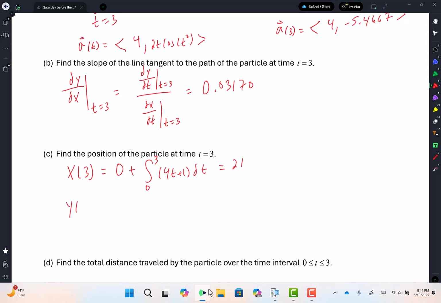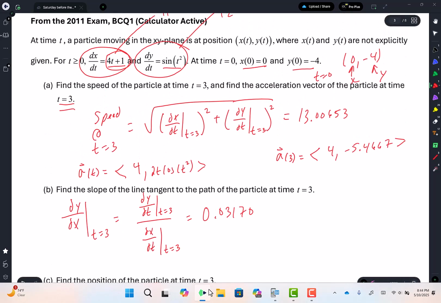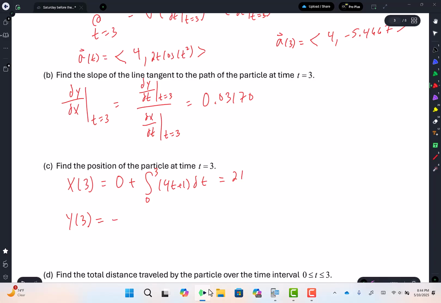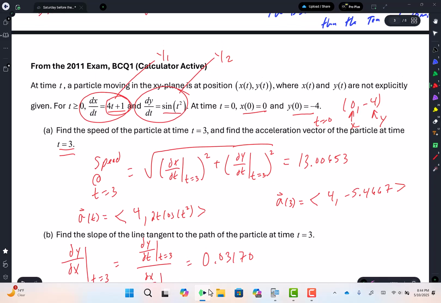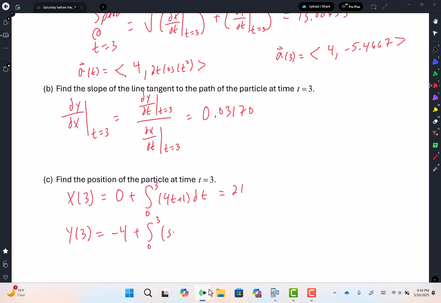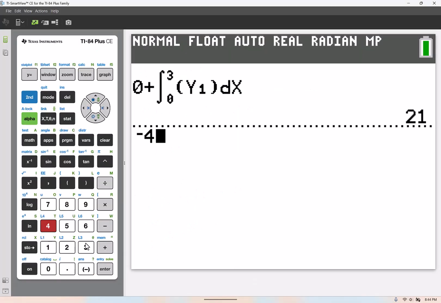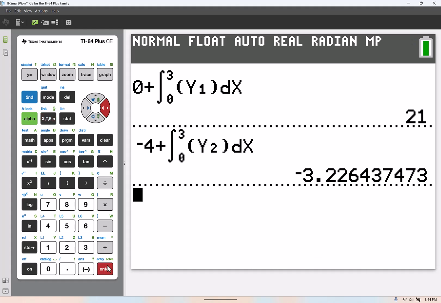All right, here we go. Y3 equals, my initial position in the y value was negative 4. So negative 4 plus integral from 0 to 3 of your dy dt, so sine t squared dt. I don't see any issues, so here we go. I'm going to go negative 4 plus math 9 from 0 to 3, and I'm going to type in alpha trace y2, and then put an x on the outside, and there it is, negative 3.22643.